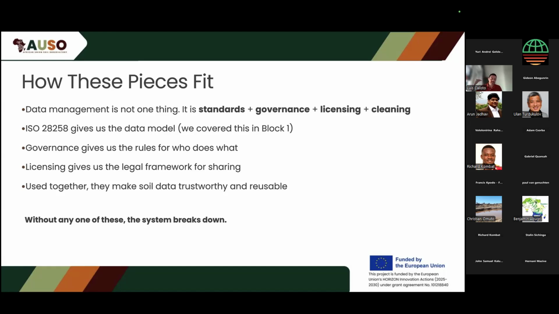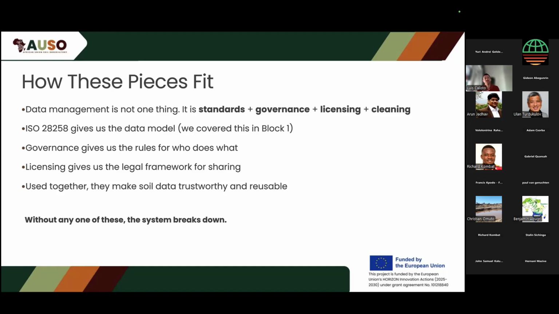So basically, in this particular case, in the case of AUSO and in the case of ISRIC, ISO gives us the data model. We already discussed it. Governance gives us the rules for who does what. Licenses give us the legal frameworks for sharing. And used together, we make soil data trustworthy, reusable, interoperable, and with clear rules.